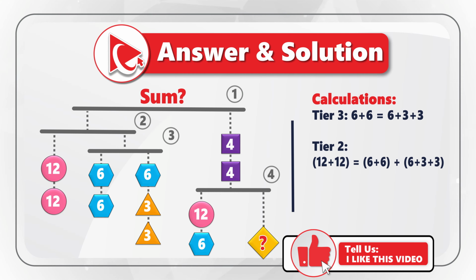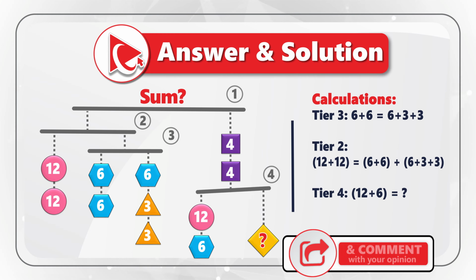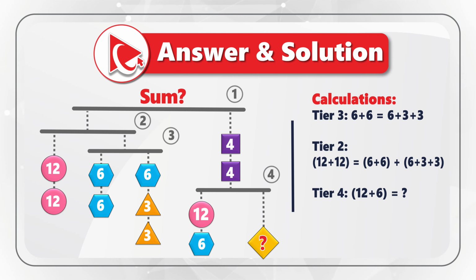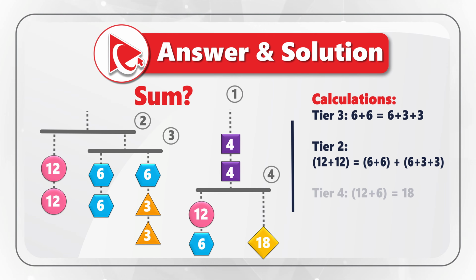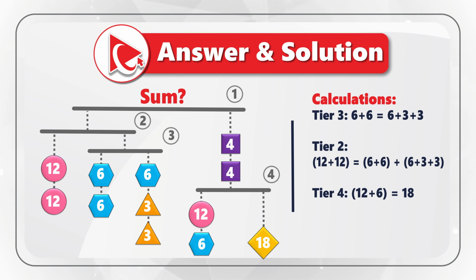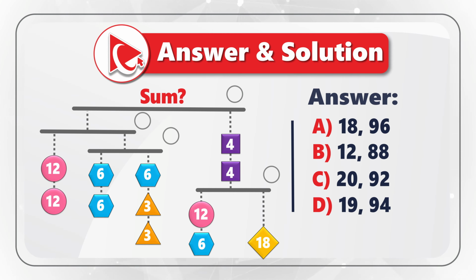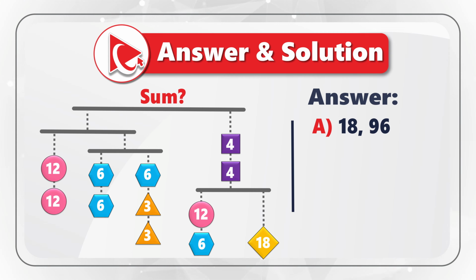Now, knowing this logic, we can calculate the missing value on tier 4. Because tier 4 needs to remain in balance, the value of 12 plus 6 should be equal to the missing value, which means that the missing value is 18. And the total sum will be calculated as the sum of all the numbers. The sum of tier 2 and tier 3 would be 24 plus 24 plus 48 on the right side of tier 1, which would equal 96. So the correct answer here is choice A, 18 and 96.